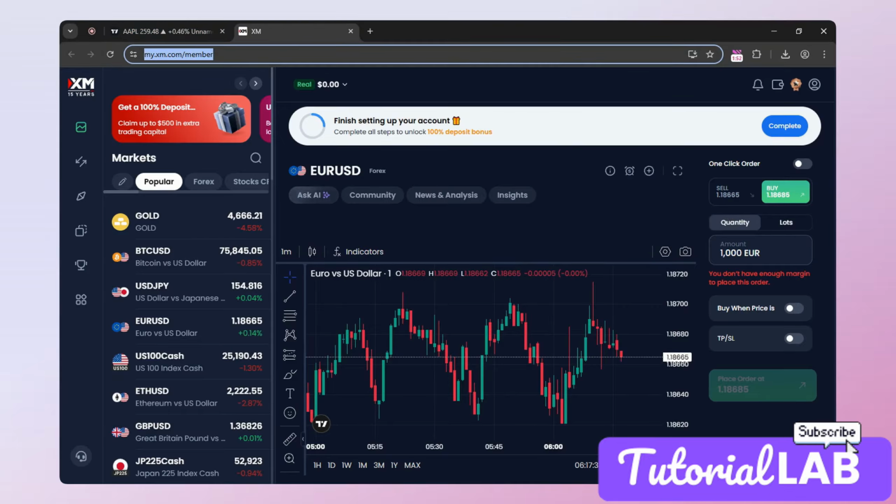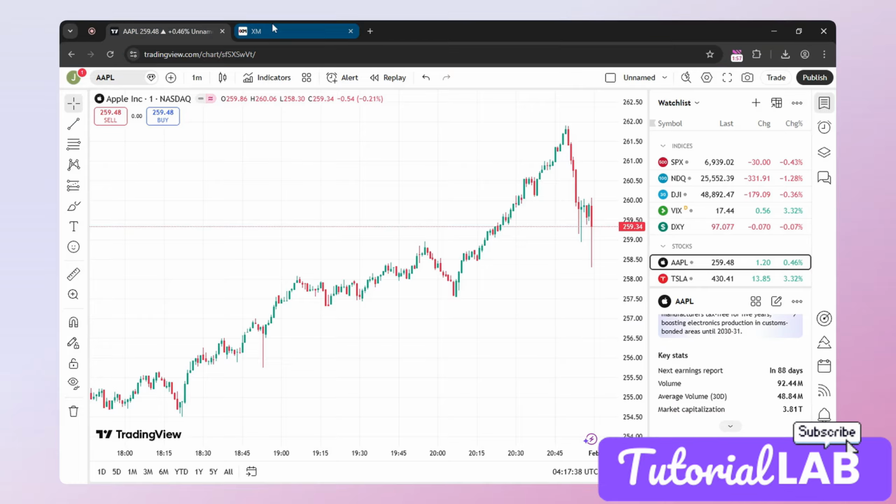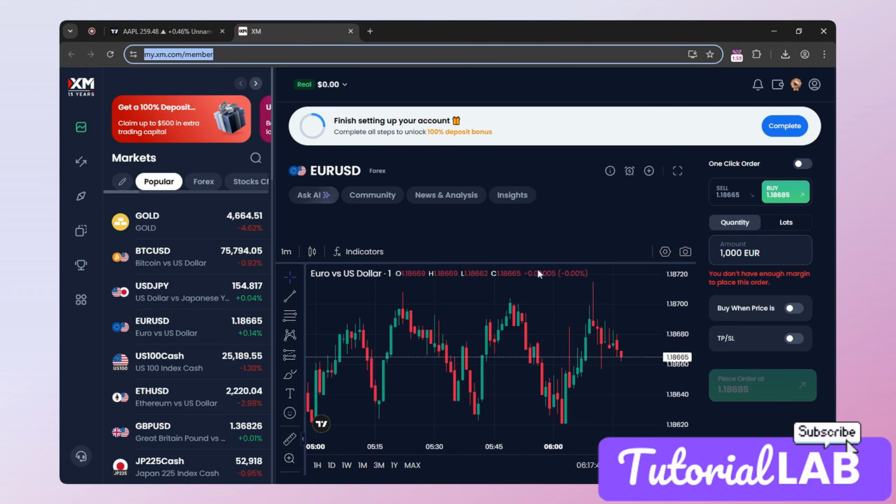To do this, we go to Tradingview for all our charting and then place our trades manually on XM. This way, we get the best of both worlds. We can take our time to study the charts, use indicators, and plan our trades in Tradingview, then switch to XM to enter our orders.